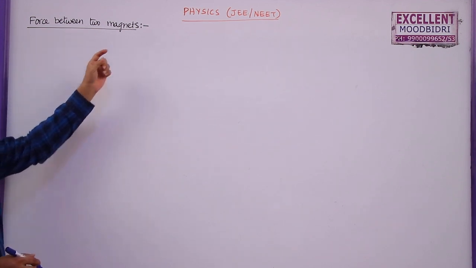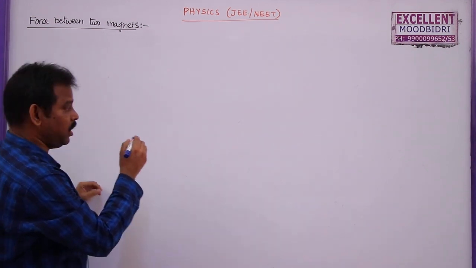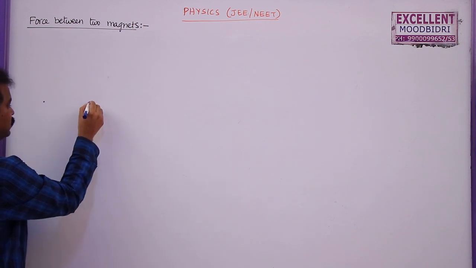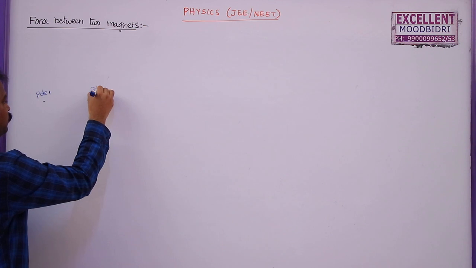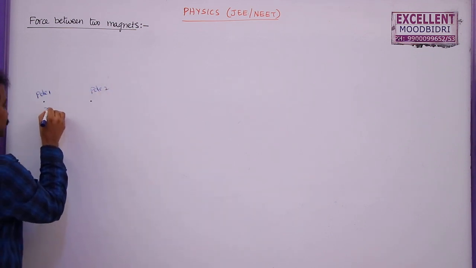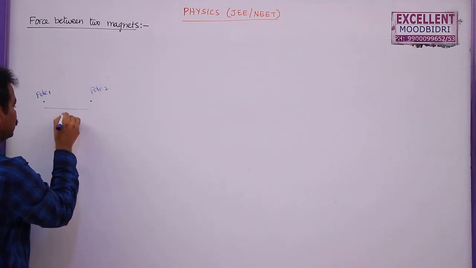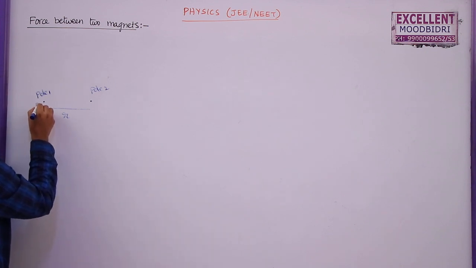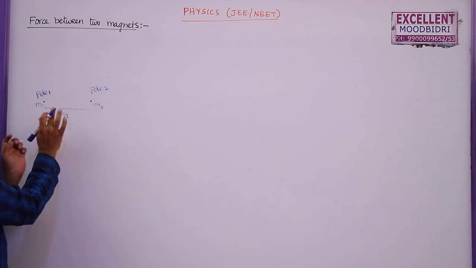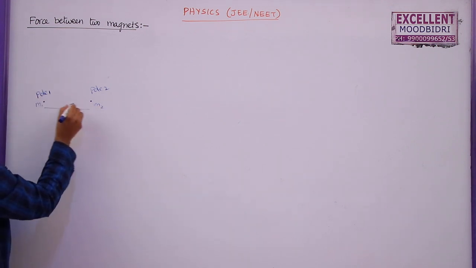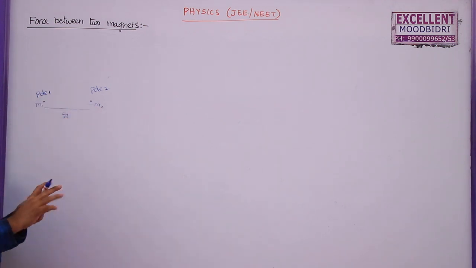Force between two magnets. In Coulomb's law, we found the force between two magnetic poles. This is pole 1, this is pole 2. If they are separated by a distance r, then the pole strengths are m1 and m2. Remember, these are not two magnets, only monopoles. Actually, monopoles do not exist.